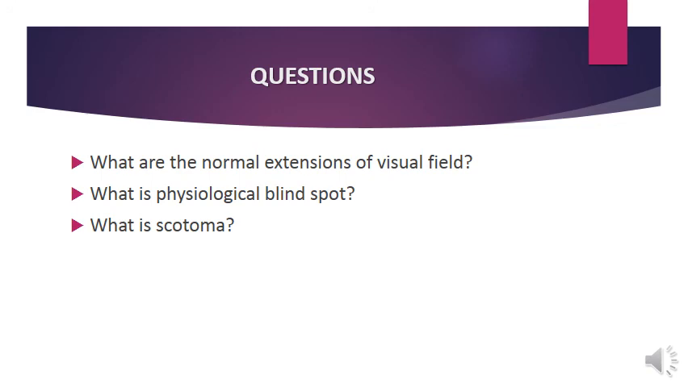The normal extensions of visual field for a white colored object with a size of 5 millimeters: superiorly, it is extended up to 50 degrees, inferiorly up to 65 degrees. Towards the temporal side, it is extended up to 100 degrees, and on the nasal side, it is extended up to 55 to 60 degrees.